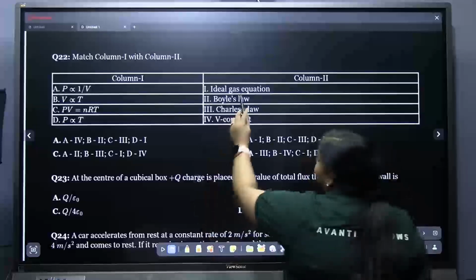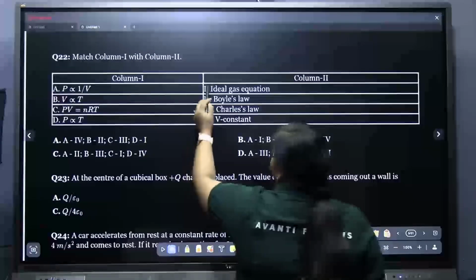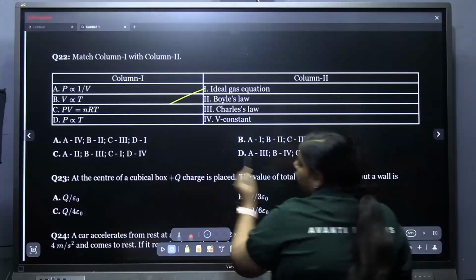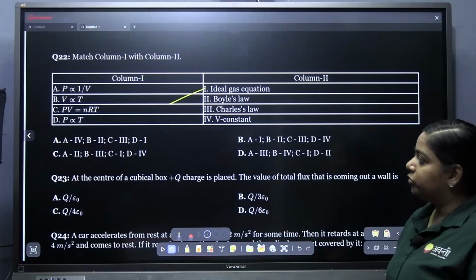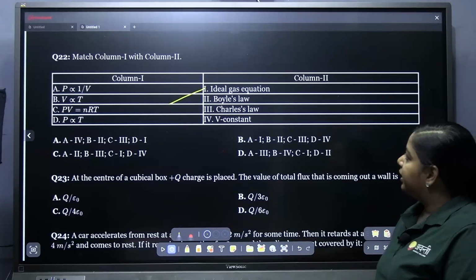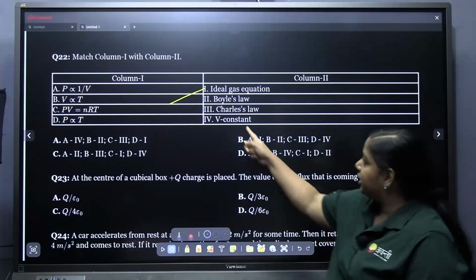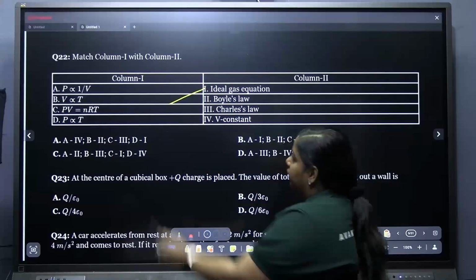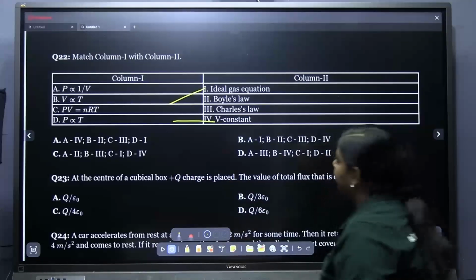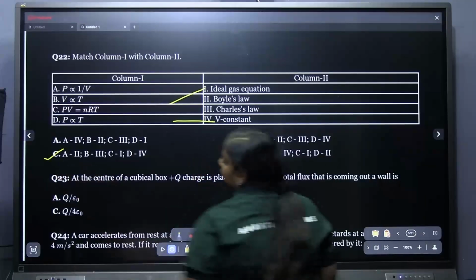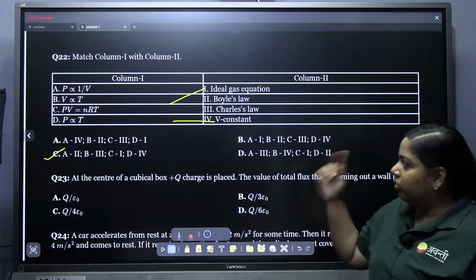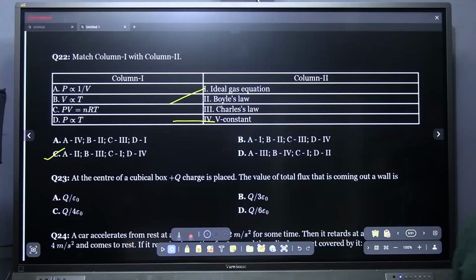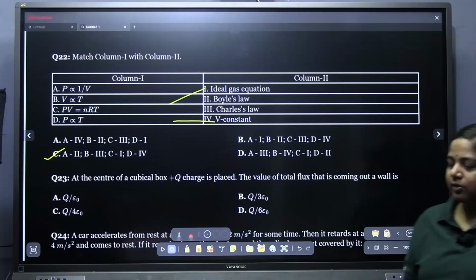So let's see, ideal gas equation PV equal to nRT. So 1C, but as you can see, 1C is in two options, C and D. So you have to choose one more. Let's take V constant. V will be constant when T is proportional to T. So D4. D4 is in one option only, so that will be our answer. You don't have to connect everything. Check like this only. Is it fine? Did you understand?